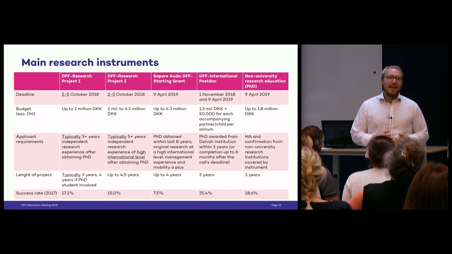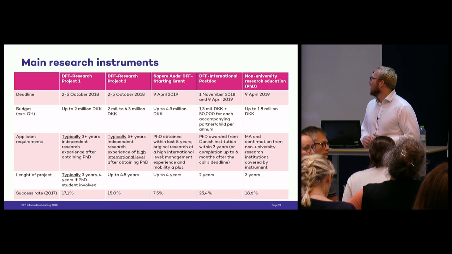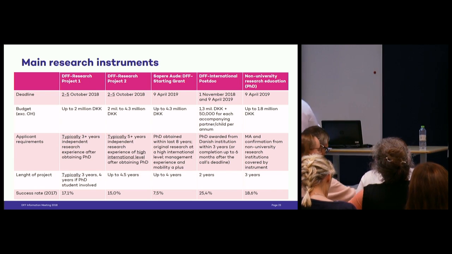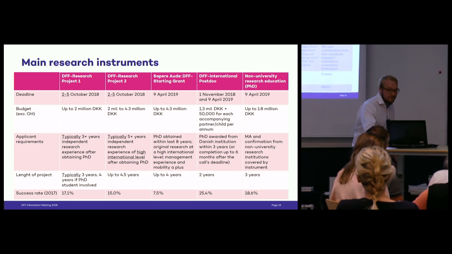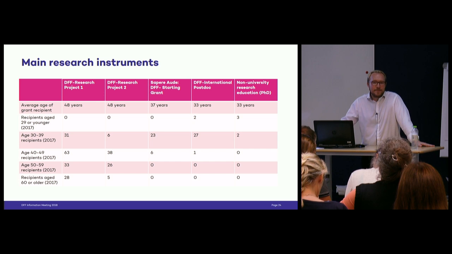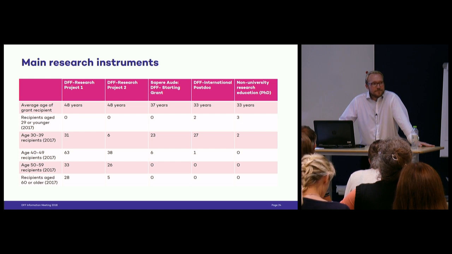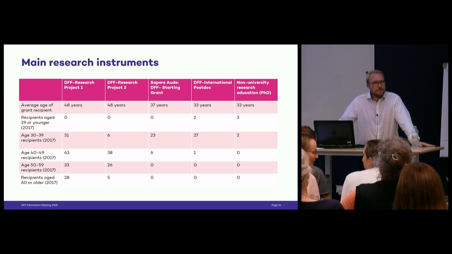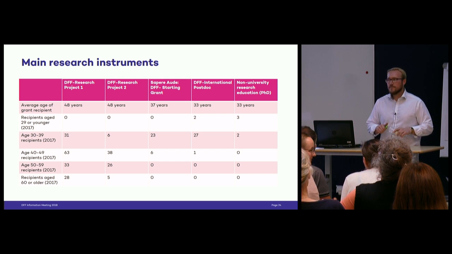Did you hear the question? He just commented that the average age of Research Project 1 and Research Project 2 is the same, which probably just reflects that the pool of applicants is somewhat similar. It didn't used to be that way, but it is now. Yeah, all right. Okay. Other questions?